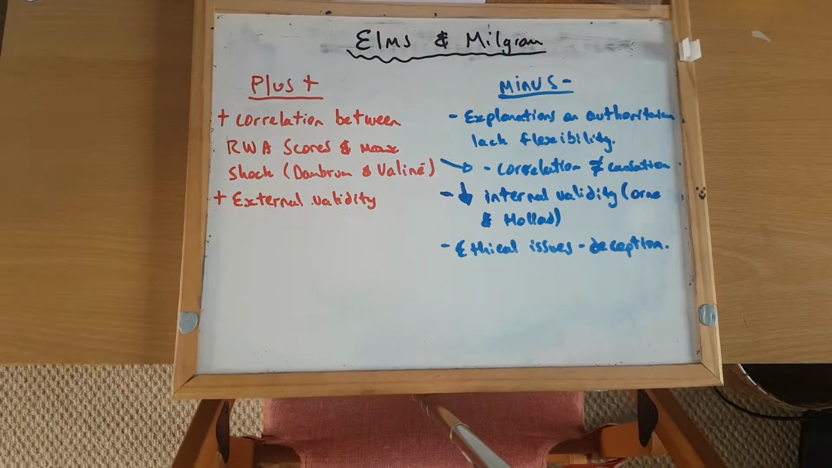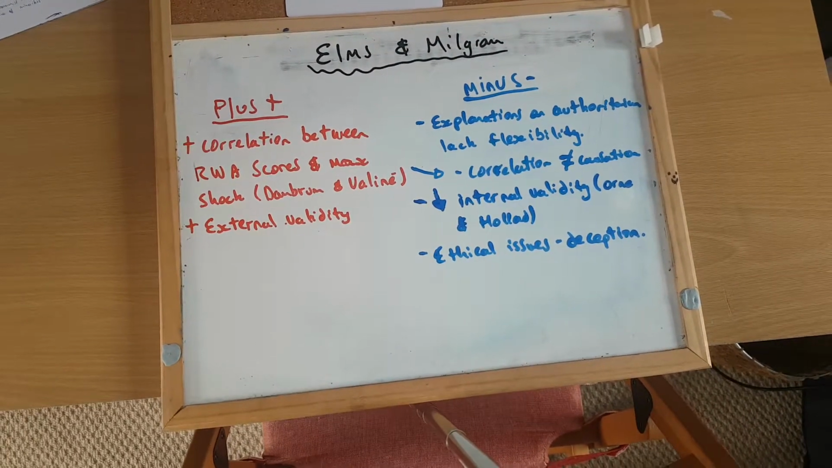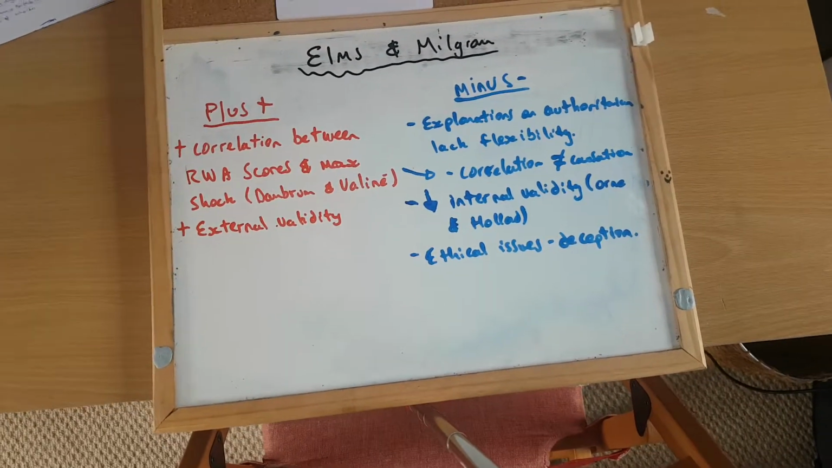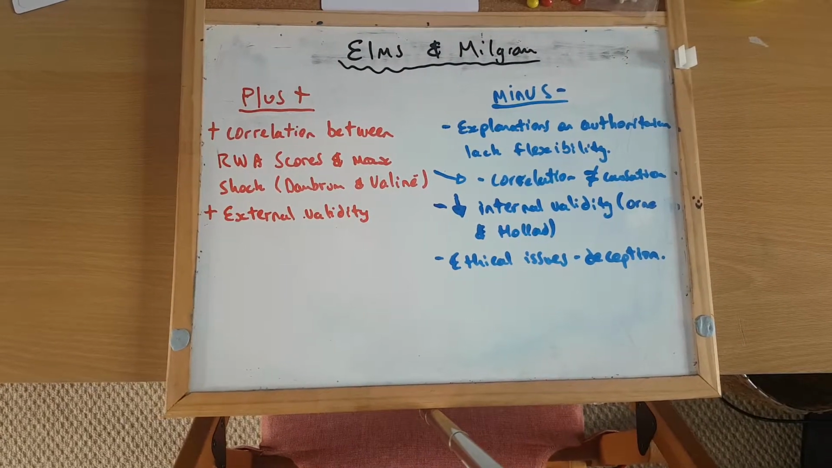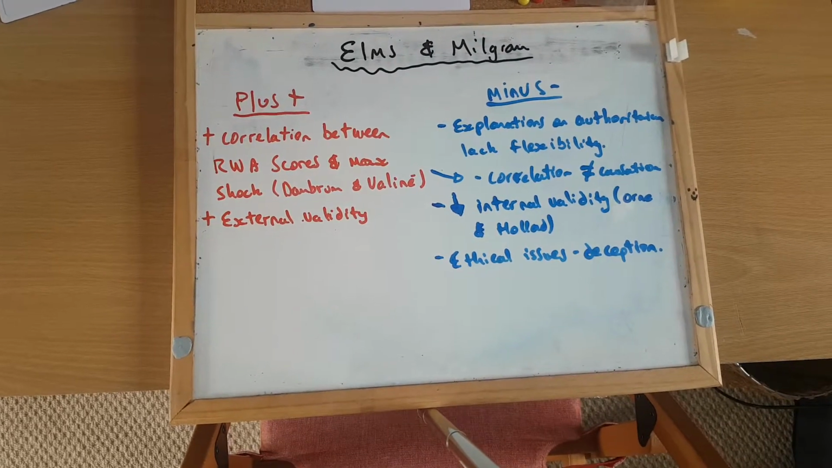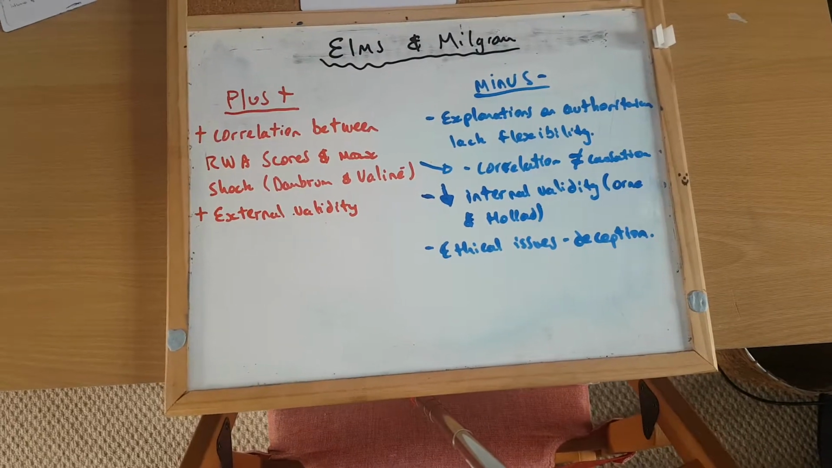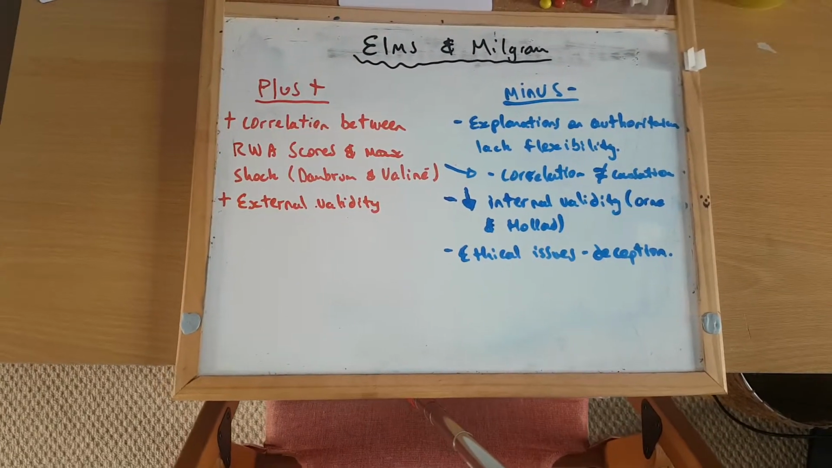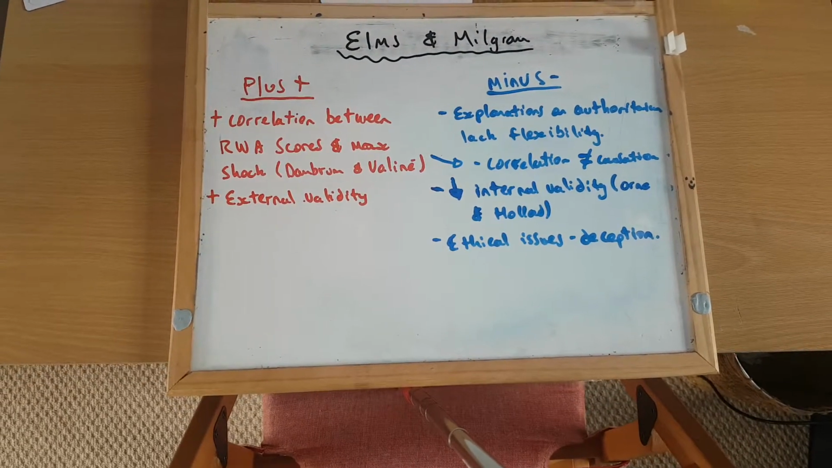There's a correlation between the RWA scores and the maximum shock in Milgram's study. This was done by Dambrun and Vatine. However, you must take into account that correlation, whilst it was a positive correlation and this is valuable research, doesn't actually show a causation. So you could flip that in your essay and turn it into a negative. That would get you good marks because you are analysing as well as evaluating.